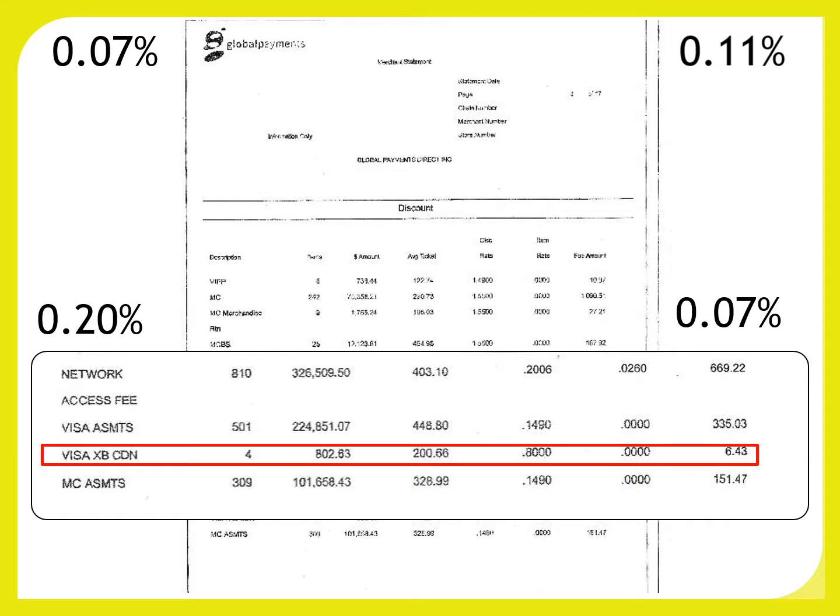Next, you'll see what's titled Visa XB CDN. This is the Visa cross-border fee for international cards. All merchants must pay this on foreign cards.